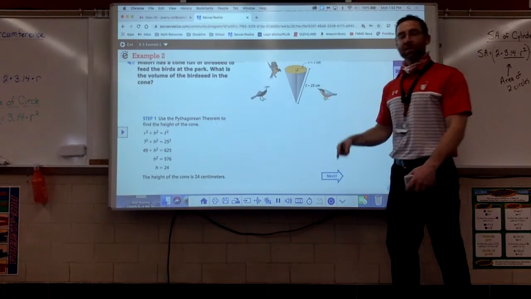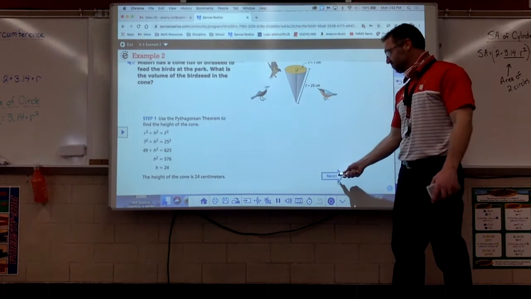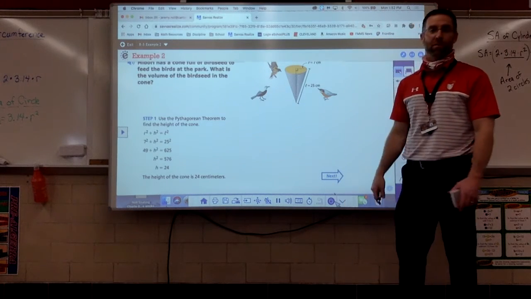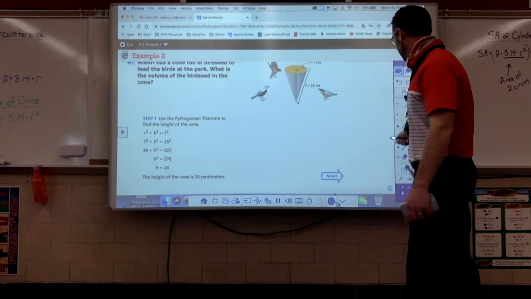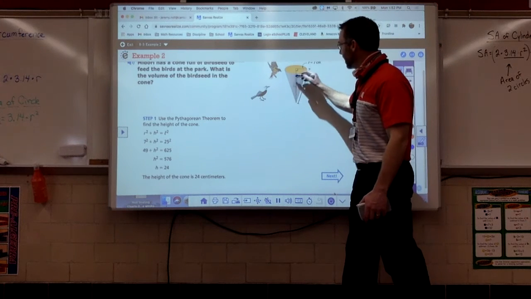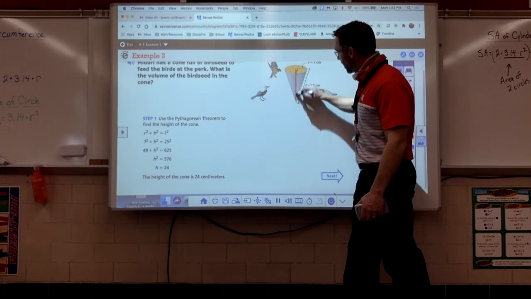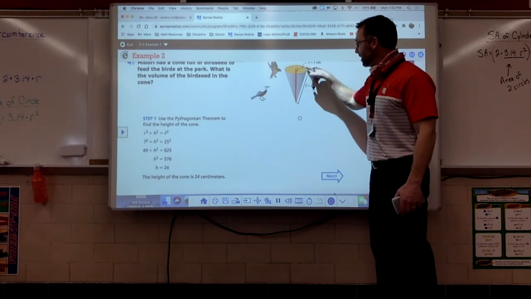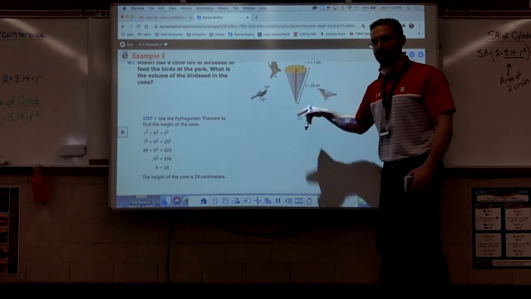What's the last step to solve a square equation? You find the square root. That's right. So they took the square root of 576, comes out to be 24. So this thing has a height. This height right here, 24 centimeters. Now we have a radius. Now we have a height of the cone.